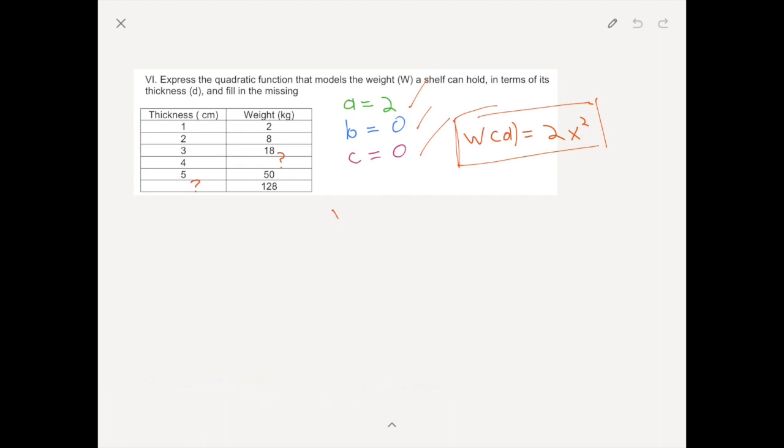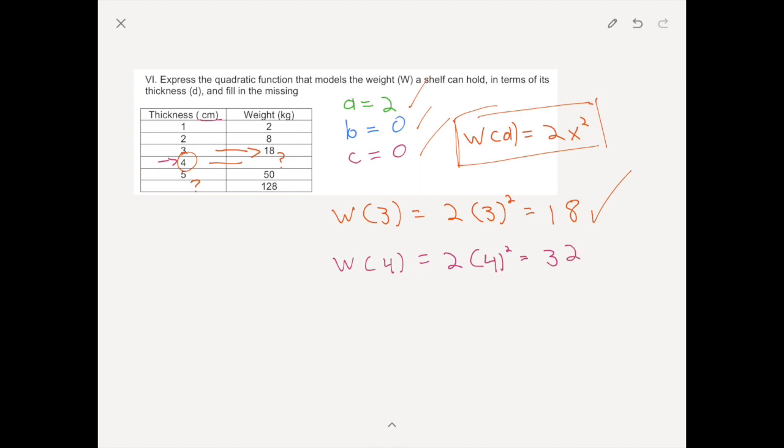For example, if we substitute here 3, we should obtain 18, right? So 2, and then instead of x we write 3 squared, that should be equal to 18. So it's right. We can also find the output for that thickness. So for 4 centimeters, we can find the amount of weight it can hold. I just have to substitute in the function, so 2, and then the input 4, we square it. 4 times 4, 16, times 2, 32. So the answer right here should be 32.